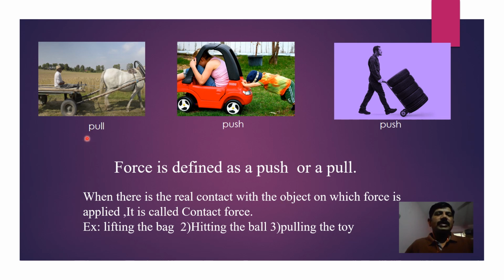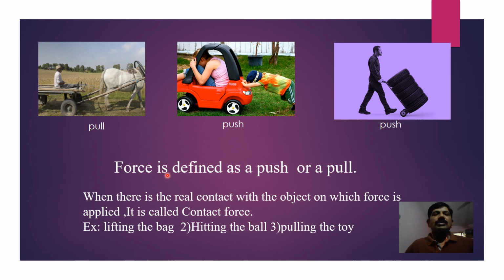Now if you observe these diagrams carefully, there is direct physical contact. See, the bullock is in direct contact with the cart. Here also the boy is pushing the car. He is in direct contact with the car. Next, here also the man is pushing his luggage. Here he is in direct contact with the baggage. You observe this carefully. So when there is real contact with the object on which force is applied, it is called contact force.